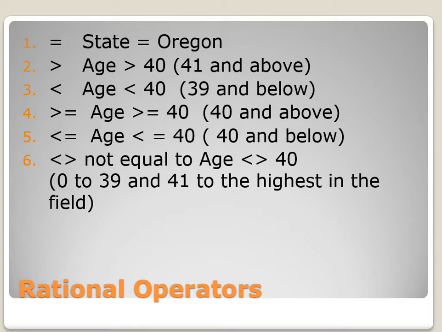So if I were to set a query that says in my population field, I want all the states where the average age is greater than 40, I would use this greater than symbol, but I would not include 40. So you have to make sure you understand, do I want to include 40 or not? If I use less than 40, again, I'm not including 40. So to include 40, I've got to use the greater than or equal, or the less than or equal. So you really have to think about what it is you want to do when you create your data.